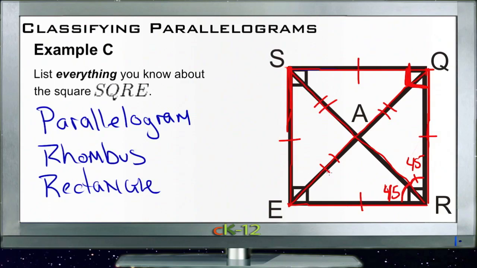So we know a lot of information about this figure by knowing that it's a square. That's just an example of it. But basically, it has all the properties of a parallelogram and a rhombus and a rectangle. And that's about it.